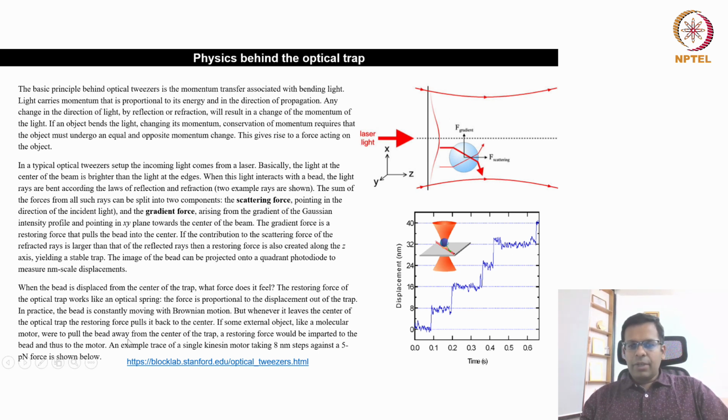So here is an example trace of a single kinesin motor taking 8 nanometer steps against a 5 piconewton force. You see this is a trace of a single kinesin motor, and it is making the displacement of the bead by 8 nanometers under 5 piconewton force. So you can trace that single bead, how much displacement it is making and how much force is applied, and you can measure that using this kind of experiment.